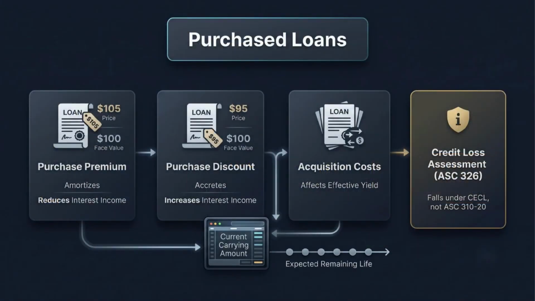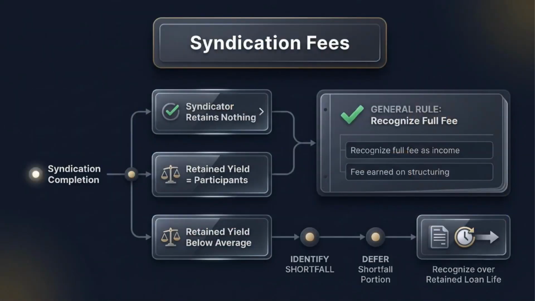Purchase loans use the same economic logic. If a lender buys a loan above face value, that premium increases the carrying amount and reduces the effective yield. If a lender buys a loan below face value, that discount reduces the carrying amount and increases the effective yield. Direct acquisition costs also affect the initial carrying amount, but keep the boundary clean. ASC 310-20 handles yield. Credit loss assessment on purchase loans belongs under ASC 326, including the current expected credit loss model. Loan syndication fees have their own rule.